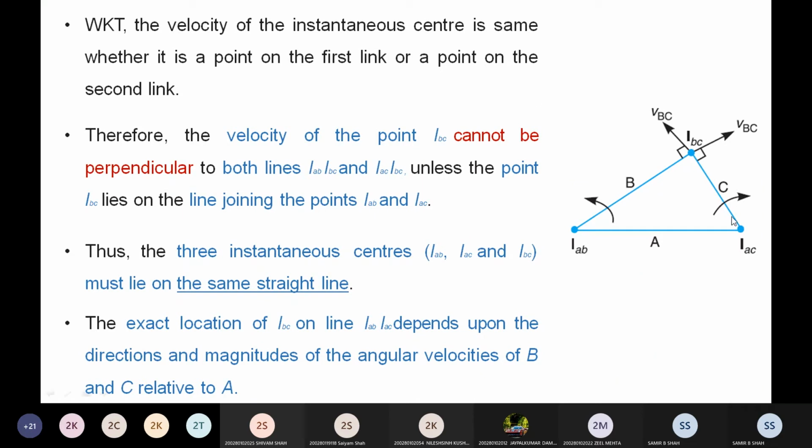You just focus on the diagram and follow whatever I discuss. The two lines IAB IBC and IAC IBC cannot both be perpendicular unless the point IBC lies on the line joining the points IAB and IAC. Meaning, if this point does not come between these two, then it is not on their line. Thus the three points must lie on the same straight line.